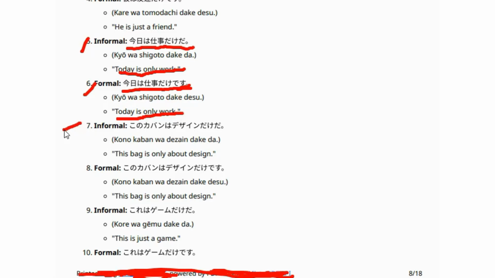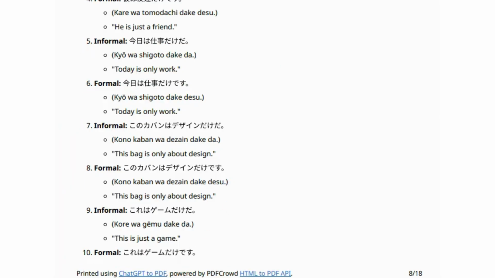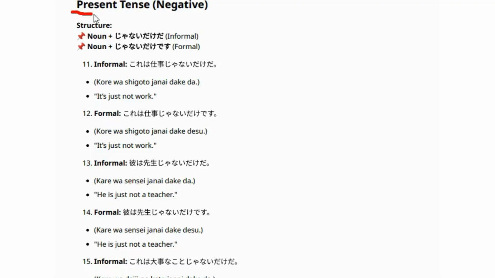So you can just try to speak these sentences and I will explain the later sentences. Now let's see the present negative sentences. The structure is noun plus janai dake desu. The first one is kore wa shigoto janai dake da, means it is not just work, just not work. And the next is kare wa sensei janai dake da, means he is just not a teacher.